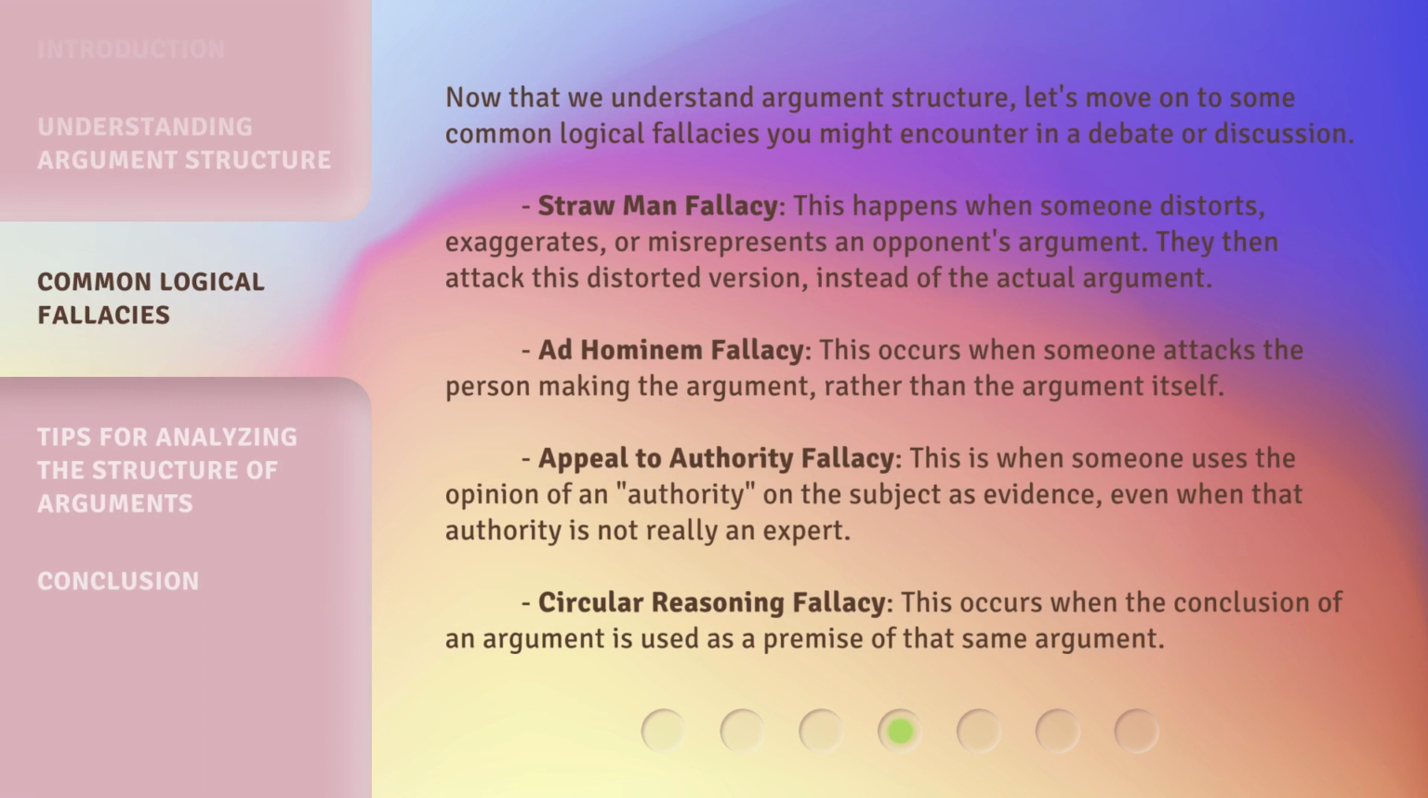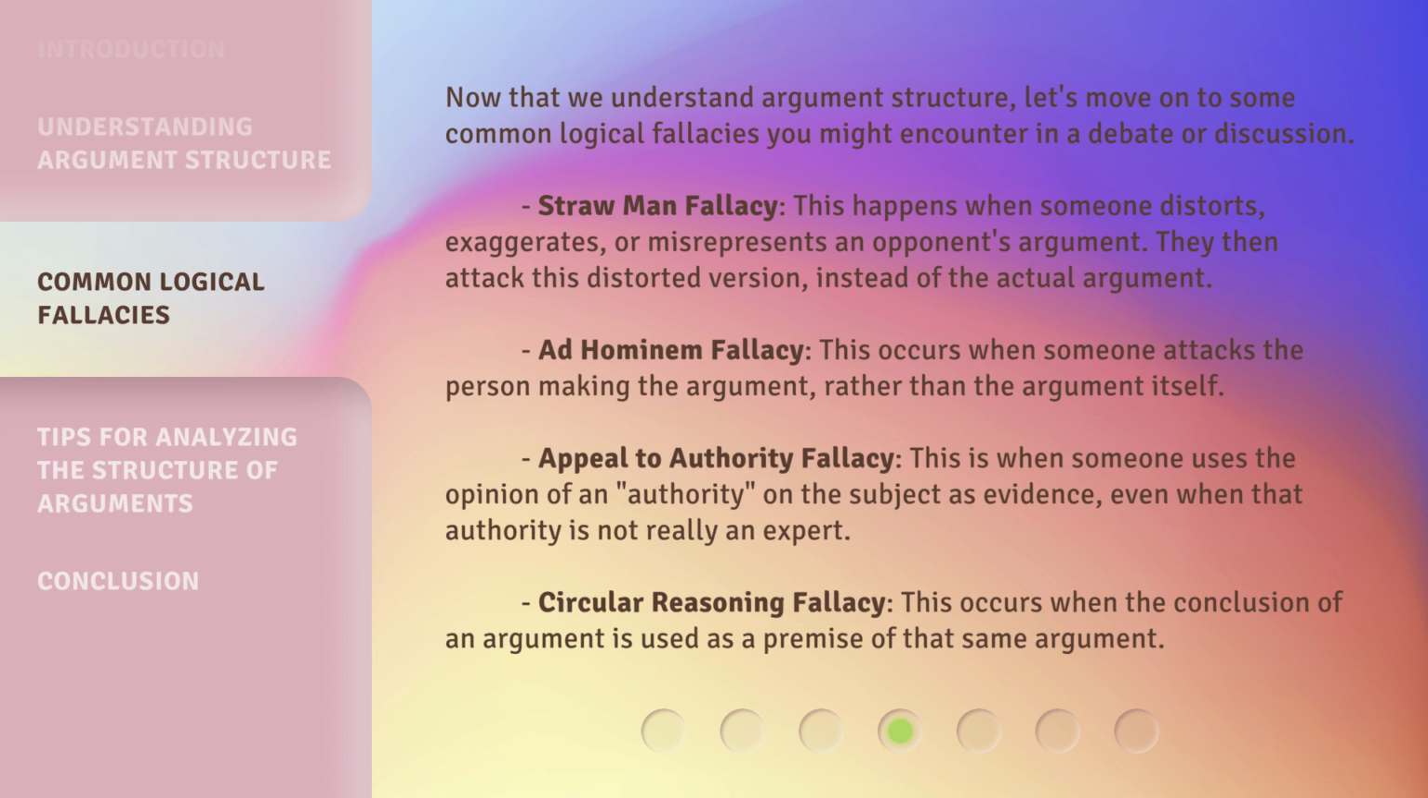Now that we understand argument structure, let's move on to some common logical fallacies you might encounter in a debate or discussion. Straw Man Fallacy. This happens when someone distorts, exaggerates, or misrepresents an opponent's argument. They then attack this distorted version, instead of the actual argument. Ad Hominem Fallacy. This occurs when someone attacks the person making the argument, rather than the argument itself.